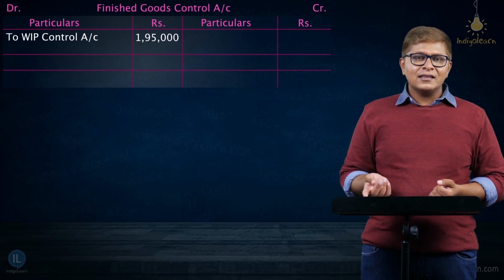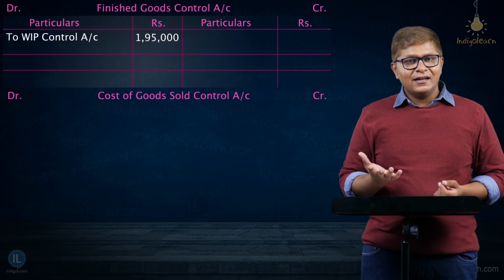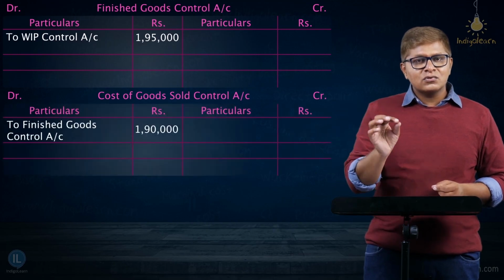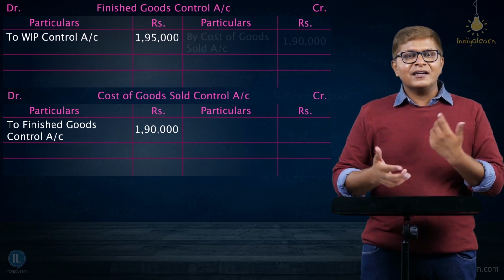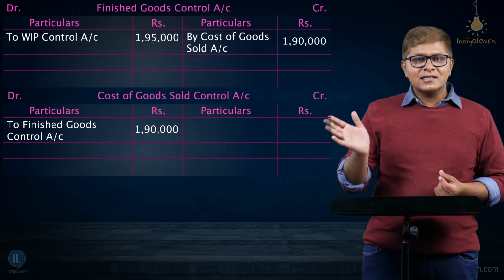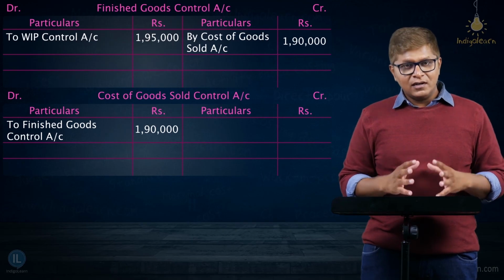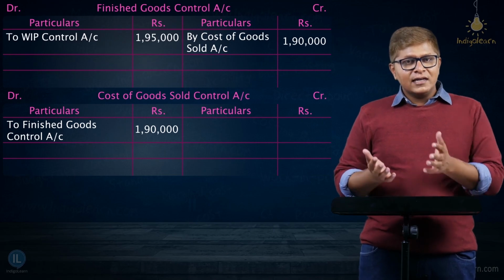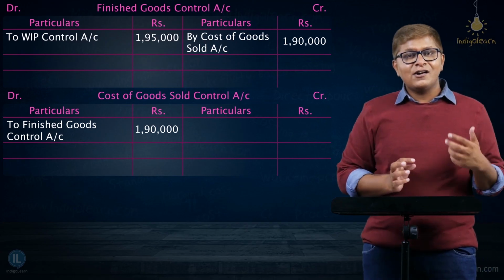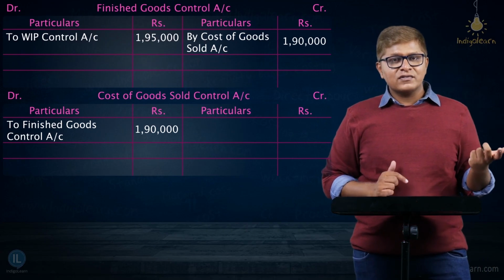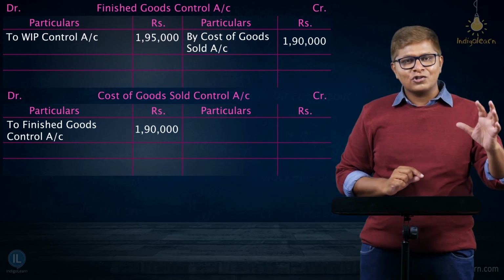Now let's do the posting in the cost of goods sold account. In the cost of goods sold account, on the debit side, we will have to finished goods control account rupees 1,90,000. Now going back to the cost sheet, what have we done next? We have added the admin overheads and selling and distribution overheads, and we have arrived at the cost of sales. So similarly, here also we will transfer this cost of goods sold to a new account which is called the cost of sales account, and in this cost of sales account we will also transfer the balance admin overheads and the selling and distribution overheads to arrive at the cost of sales.